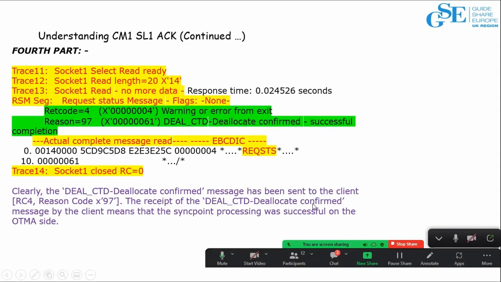The receipt of the deallocate confirm message by the OTMA client means that the sync point processing was successful on the IMS side. And now the OTMA client can go ahead and process the reply message. By processing the reply message, maybe it was fired from a terminal, so the end user who is waiting at the terminal for the reply message now sees the output of the transaction on the terminal. Right? So yeah, I think that's it.